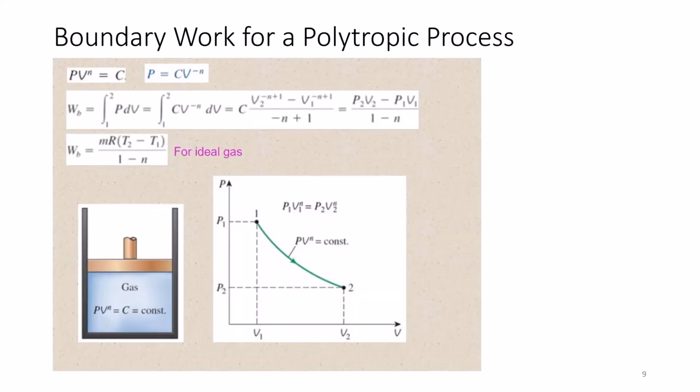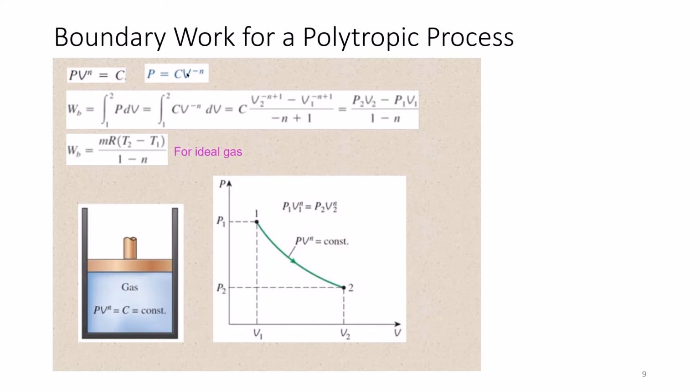Okay. And the last one is the boundary work for a polytropic process. A polytropic process basically follows this relationship where you have pressure times volume raised to some power of n throughout the process, and that is equal to a constant. Okay, so we could just rewrite this.